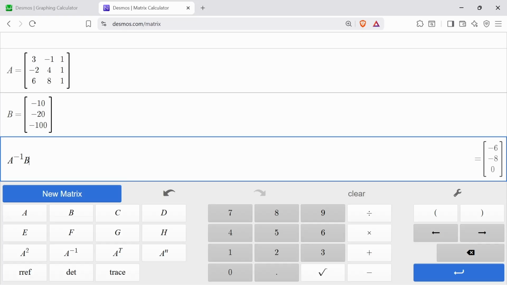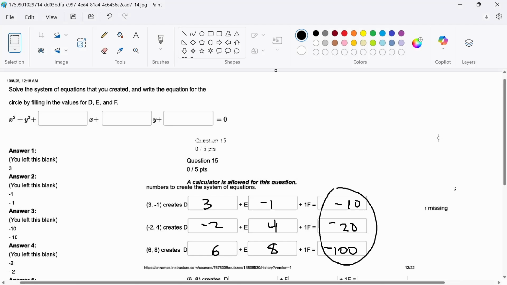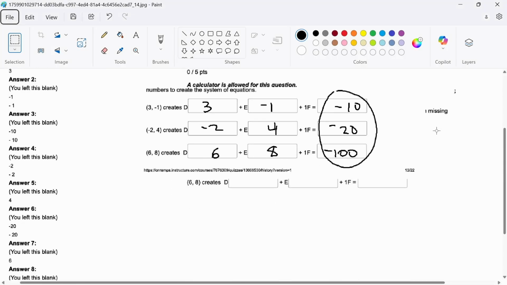And you can see I did A, the inverse of matrix A, times matrix B. And I get negative 6, negative 8, and 0. 3, negative 1, 1. Oh, man, I had that one backwards. Negative 2, 4, 1. And 6, 8, 1, I've got that right, negative 10, negative 20, negative 100. So the answer is negative 6, negative 8, 0.